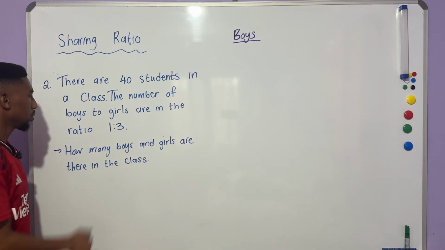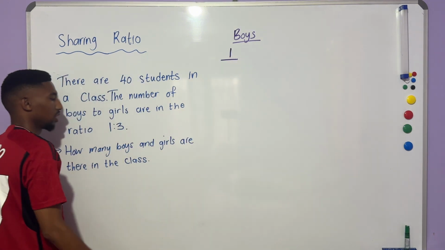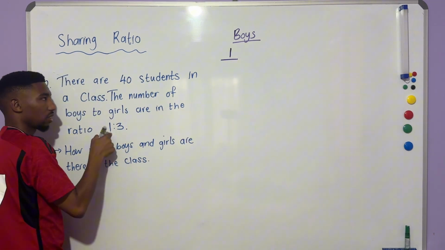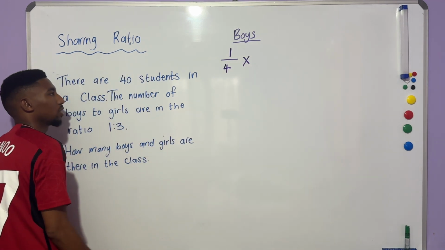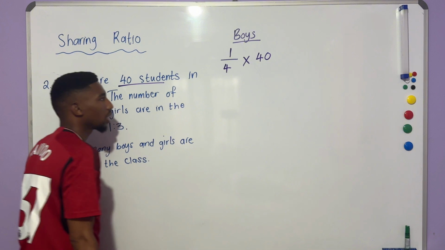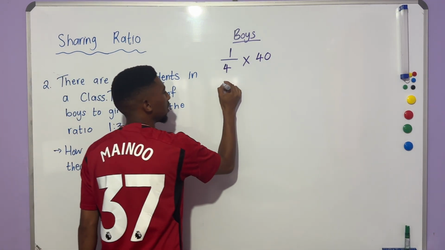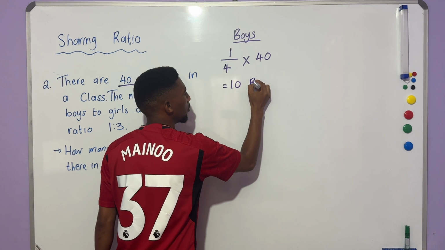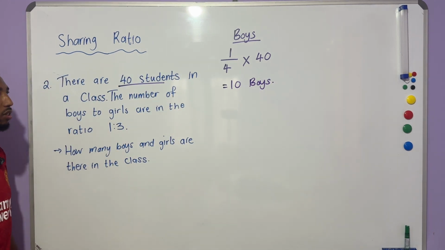So for the boys, we're going to take the 1, like I said, 1 over, and we're going to add the two ratios, which is 4, and then we're going to multiply it by the 40 students. And 1 over 4 times 40 is equal to 10 boys. That's 10 boys in the class.